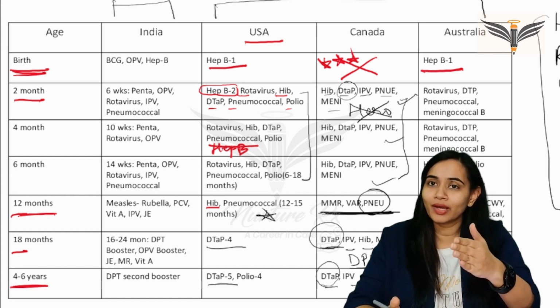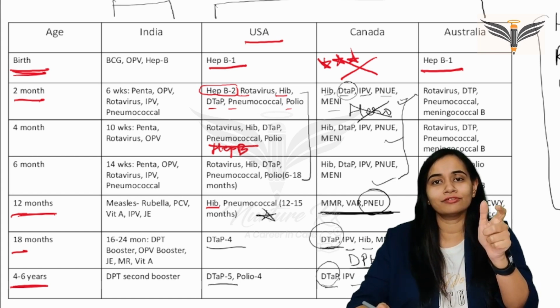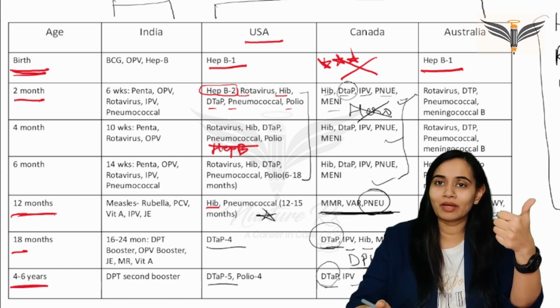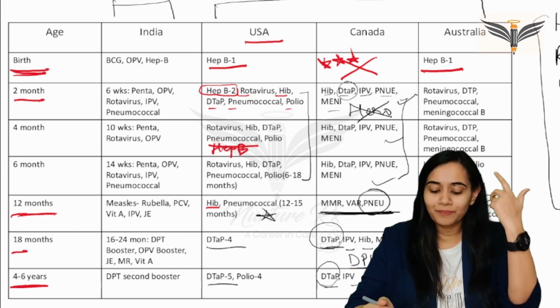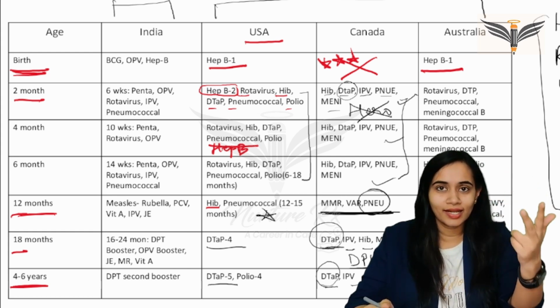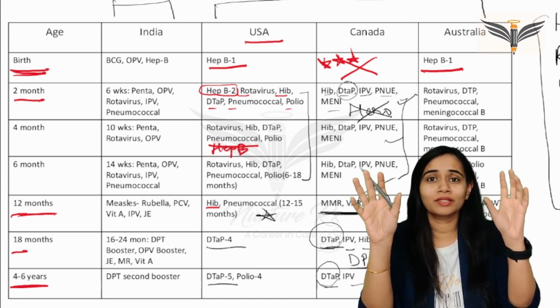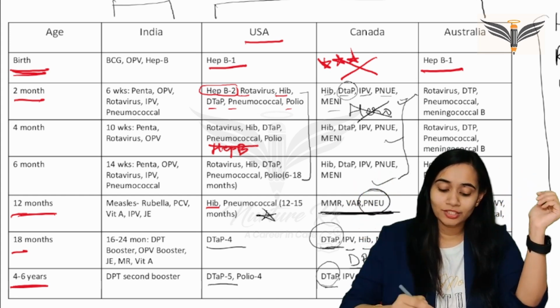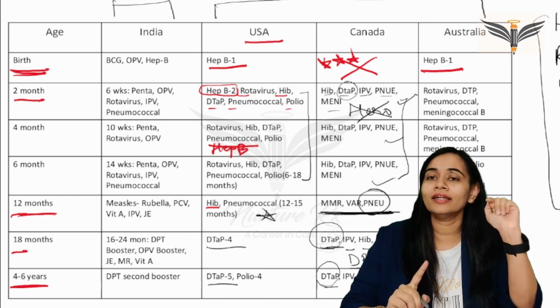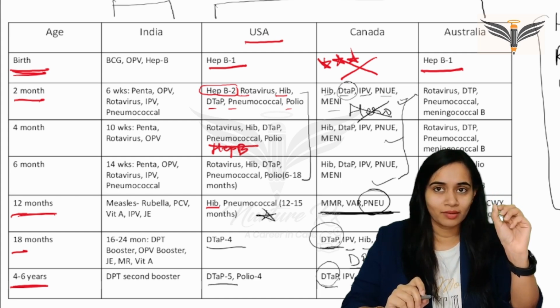Then coming to 12 months, 12 months is slightly different for Canada. What is given? MMR, VAR and a pneumococcal vaccine, right? So for 12, it is very different. So you have to visualize this table, otherwise you will not be able to remember. So MMR, VAR and pneumococcal vaccine is given at 12 months of age.